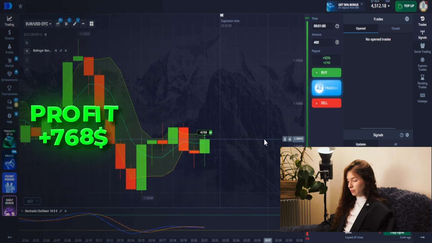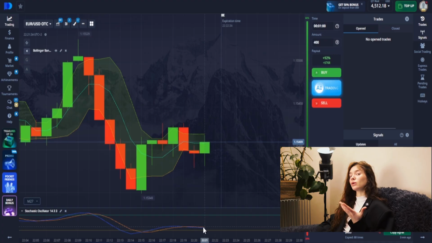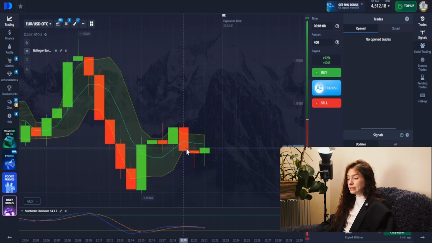You can see the move up starting. We are closing in strong profit. We entered based on indicators. The stochastic was near 20, price was moving there, and the candle behavior confirmed the buy.